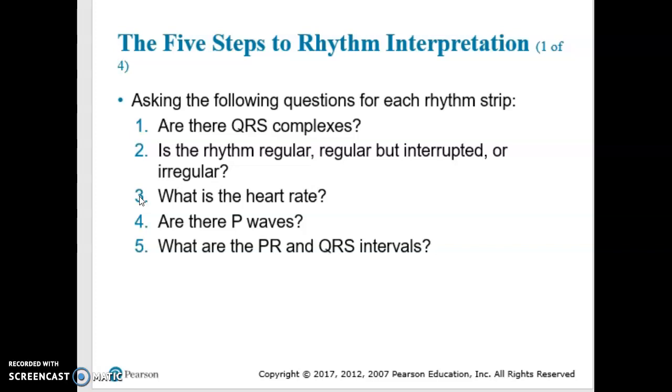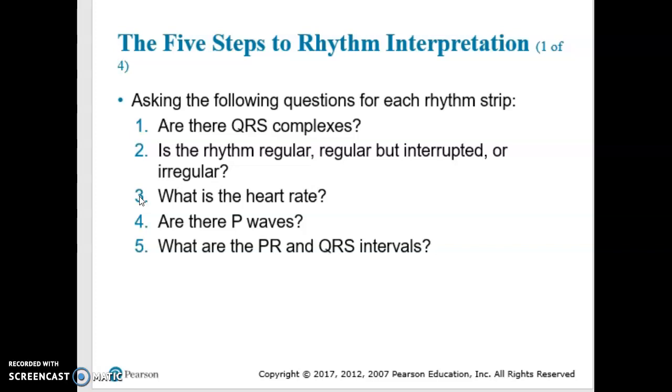So back to the regularity. If the rhythm is considered to be regular and it does not vary more than 1 to 2 little blocks, you can just simply count the little blocks between an R and an R and divide the little blocks into 1500. That would be the little block method that we discussed in class. So that would be the most accurate way to calculate a heart rate on a regular rhythm.